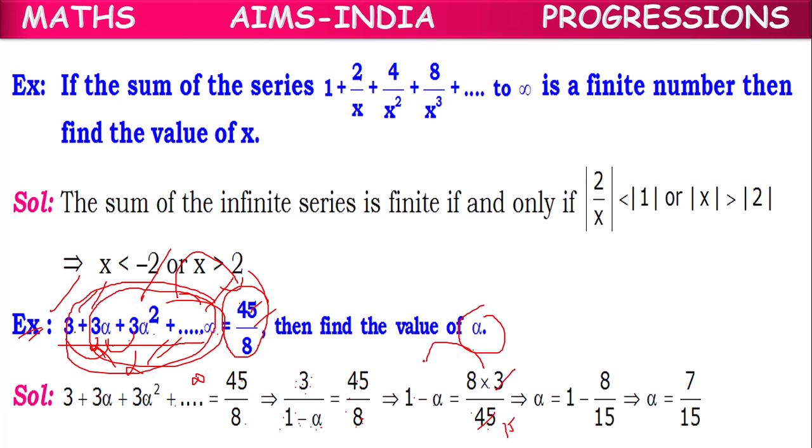If this comes to the left hand side, it is 1 minus 8 by 15. If minus alpha goes to the right hand side, it will become plus alpha. So alpha equals 1 minus 8 by 15, or 15 minus 8 by 15, which is 7 by 15. Alpha value is 7 by 15.